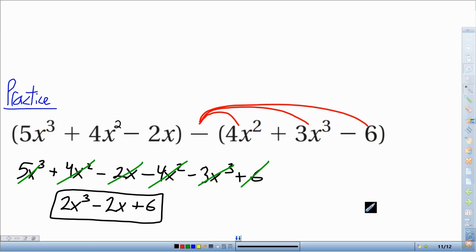Okay, so that's the parts of a polynomial, and that's how you combine like terms. Fundamental stuff when it comes to this chapter and things we're going to be doing in the future.